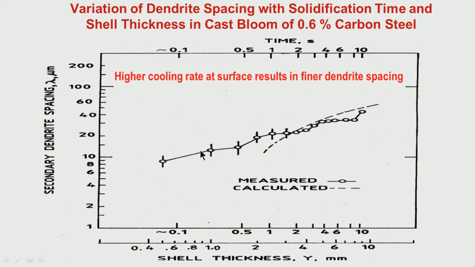So, as you are going inside the cast product, your dendrite size is becoming more and more coarse, because the cooling rate is becoming less and less as you are going inside. So, at the surface you have fine structure, and inside you have relatively coarse structure.